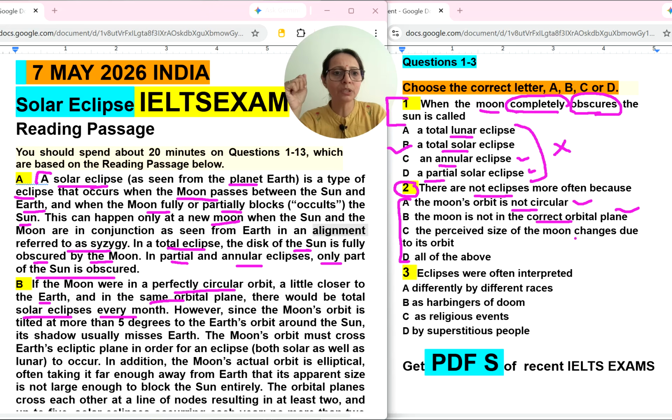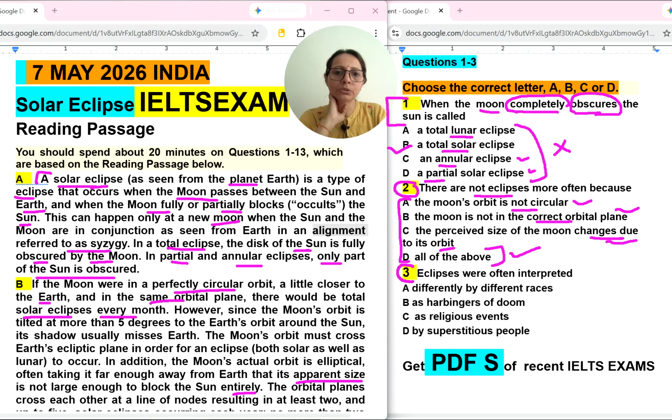The perceived size of the moon changes. So where they are talking about size, the moon's orbit must cross the Earth's ecliptic plane. In addition, the word size is here. The moon's actual orbit is elliptical, often taking it far enough away from the Earth that its apparent size is not enough to block the sun entirely. The perceived size of the moon changes due to its orbit. So everything they have talked about, it means the answer will be all of the above, not one. Every option they have explained. So it means we can select all of the above.